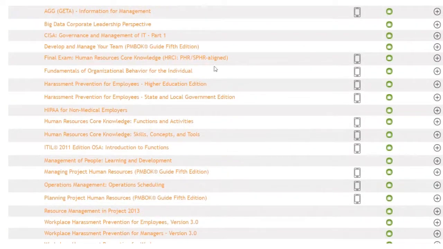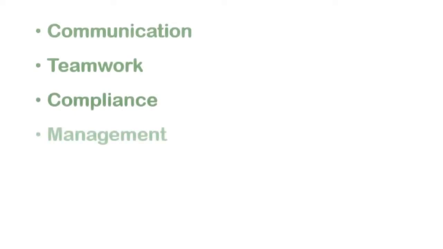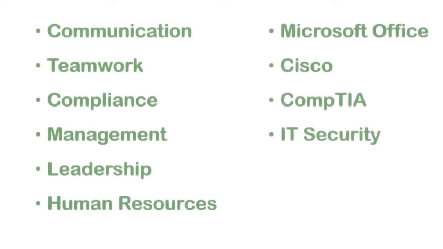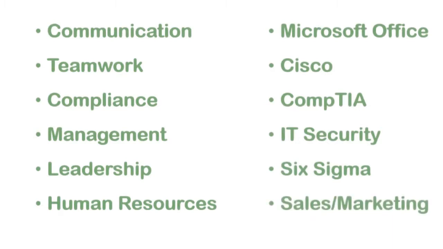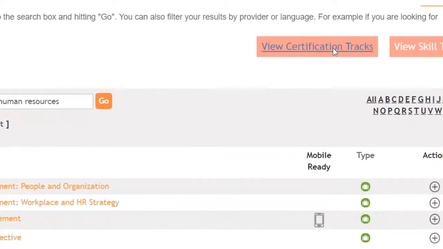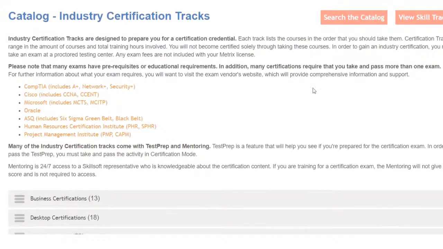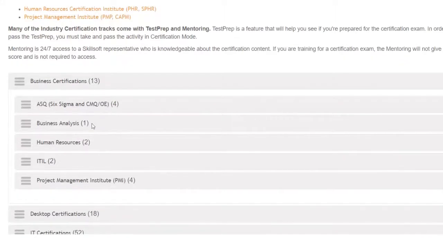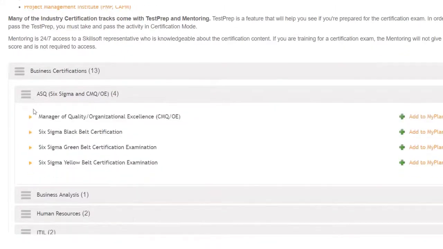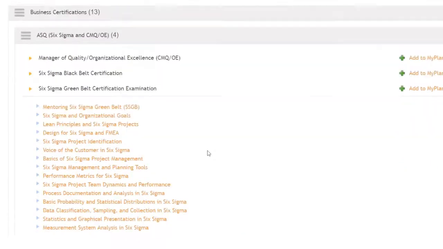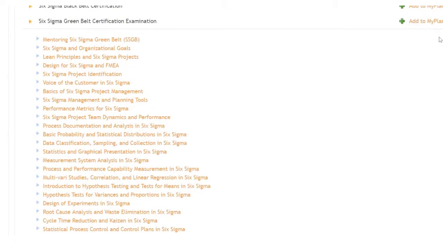With over 5,000 self-paced courses, Metrix covers a range of topics in business, desktop, IT, healthcare, manufacturing, and more. Plus, Metrix has training for over 130 industry-recognized certifications, including Microsoft Office Specialist, CompTIA, Human Resources, Project Management, Six Sigma, and more. You'll have unlimited access to as many courses as you want for 6 months.